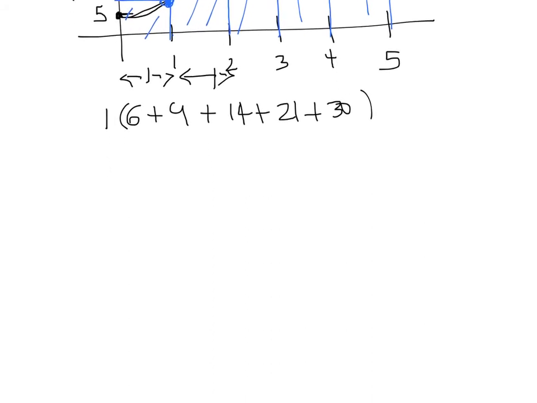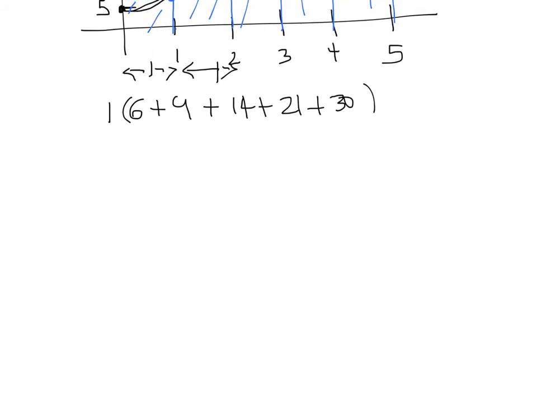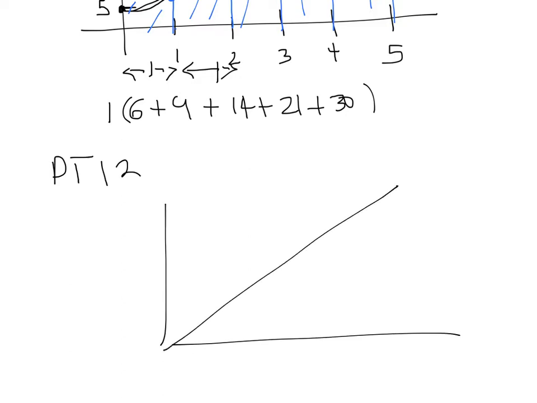All right, PT12 says a car starts from rest and accelerates to 90 miles per hour in 10 seconds. So in other words, that's at 90 miles per hour, and that's at 10 seconds.